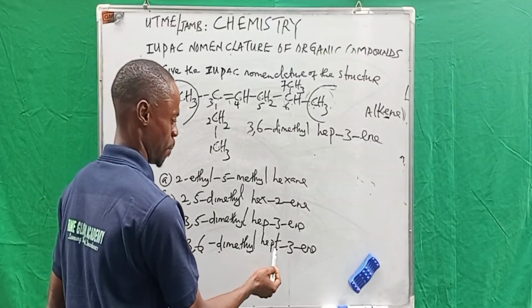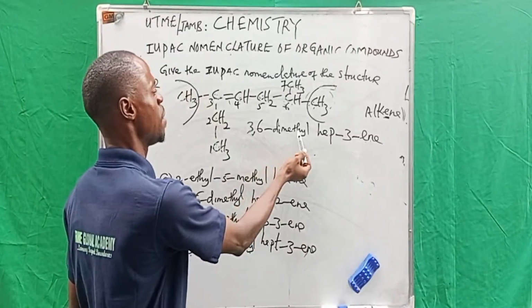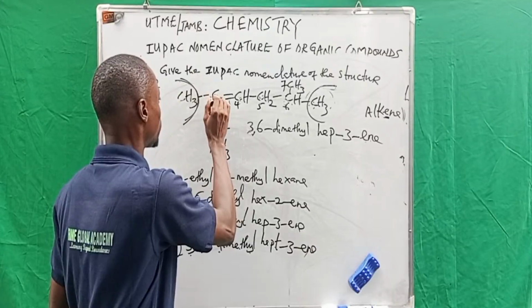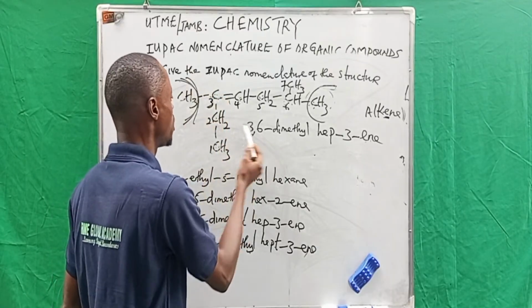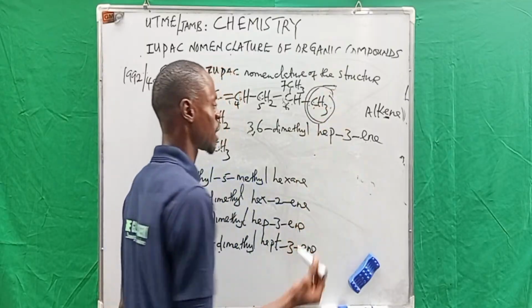3,6-dimethylhept-3-ene. What does it mean? At carbon atom 3, there's a methyl, which is this. Look at it: 1, 2, 3. Then at carbon atom 6: 1, 2, 3, 4, 5, 6, there's another methyl. It appeared twice.